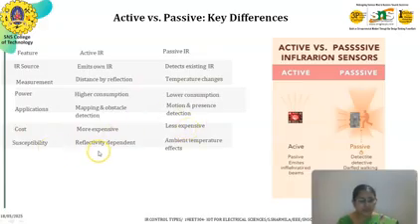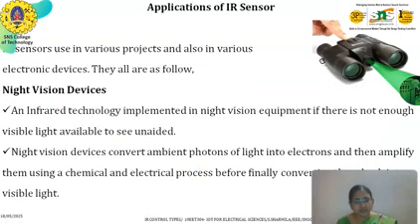The susceptibility is reflectivity dependent in active IR and ambient temperature dependent in passive IR. The application of active IR is mostly used in mapping and obstacle detection, and the passive IR is used in motion and presence detection. Now some applications of IR sensors. The first one is night vision devices, where sensors are used in various projects such as electronic devices, and infrared technology is implemented in night vision equipment.